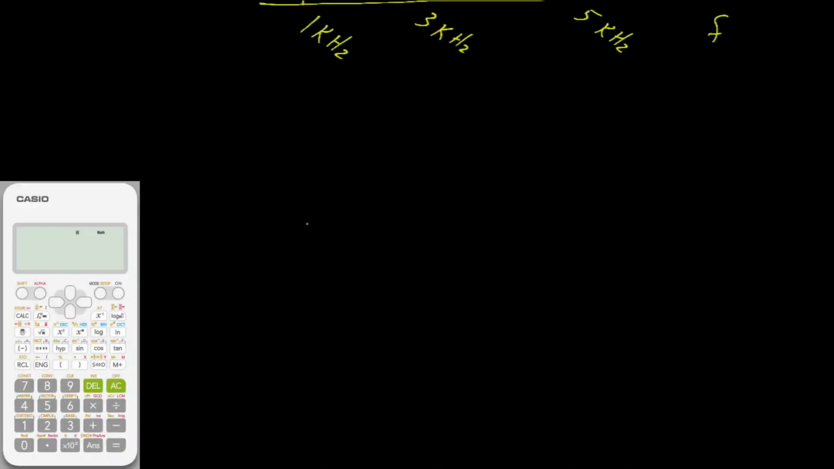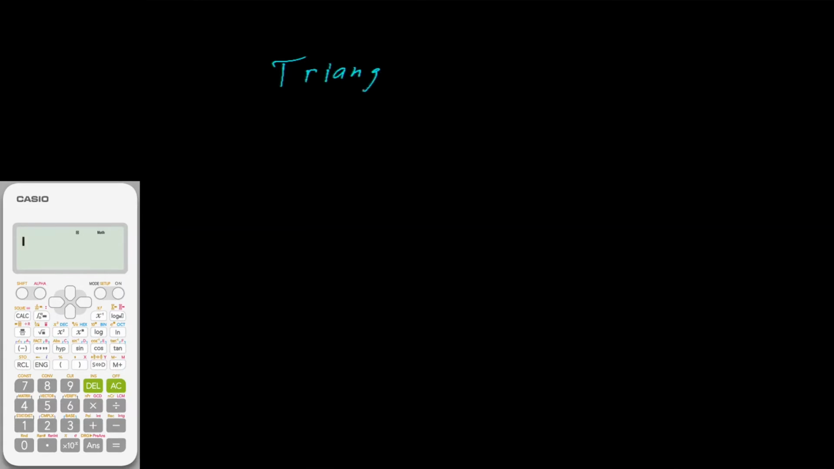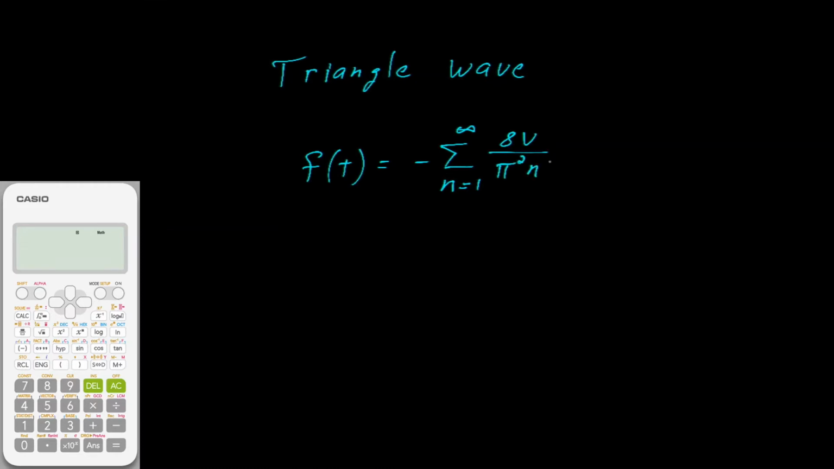You should know that there are other periodic waveforms. For example, the triangle waveform is described as f of t is equal to negative summation of n starting at 1, going to infinity, of 8 by the voltage over pi squared n squared cosine 2 pi f n t, where n is odd.